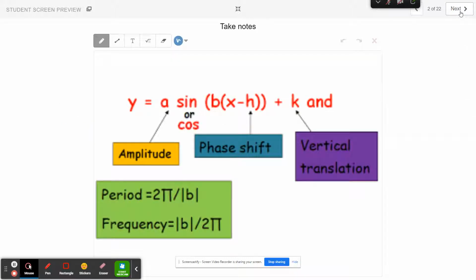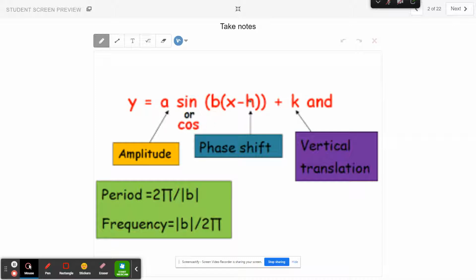All right, so here are the sine and cosine functions written out with all the transformations. You see here it's y equals a times sine of b times x minus h, plus k. And you can substitute sine, cosine, tangent, any of them. A is going to be our amplitude: the distance between the midline and the maximum, or the midline and the minimum. The absolute value of that distance is the amplitude, and that's given by a.